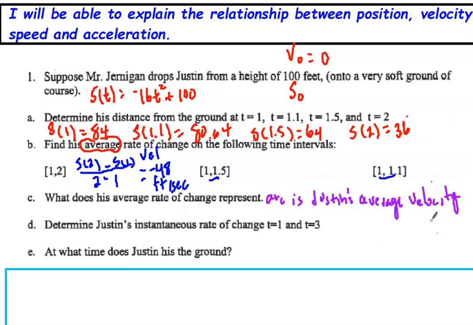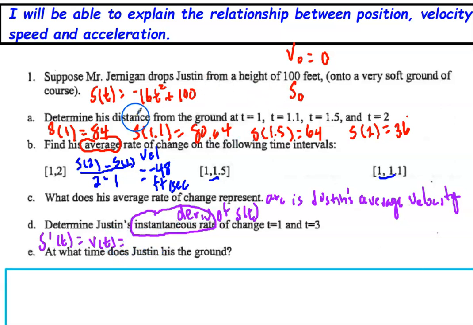But it is his average rate of change of position, which is his average velocity. Now the next question says, all right, let's move from average to instant rate of change. So now, because we have the word instant, we want the derivative of the position function. So we want s prime of t, which will give us v of t.